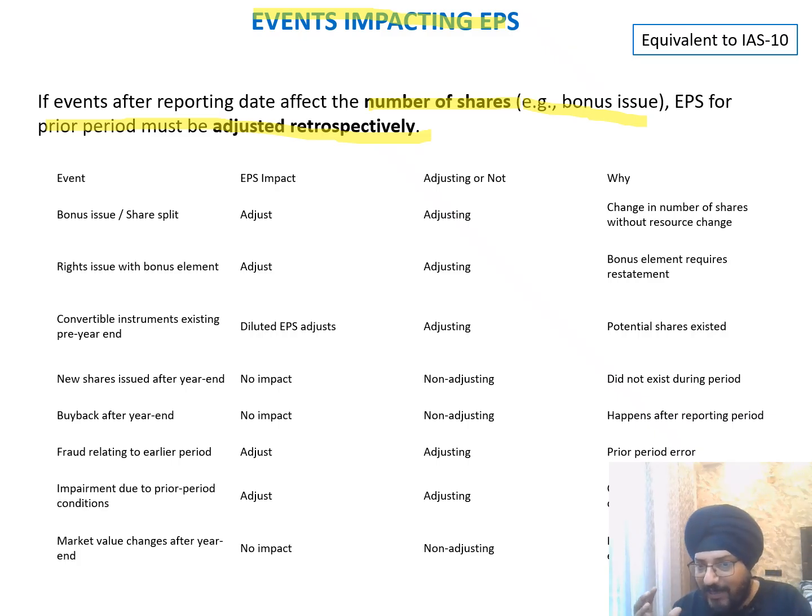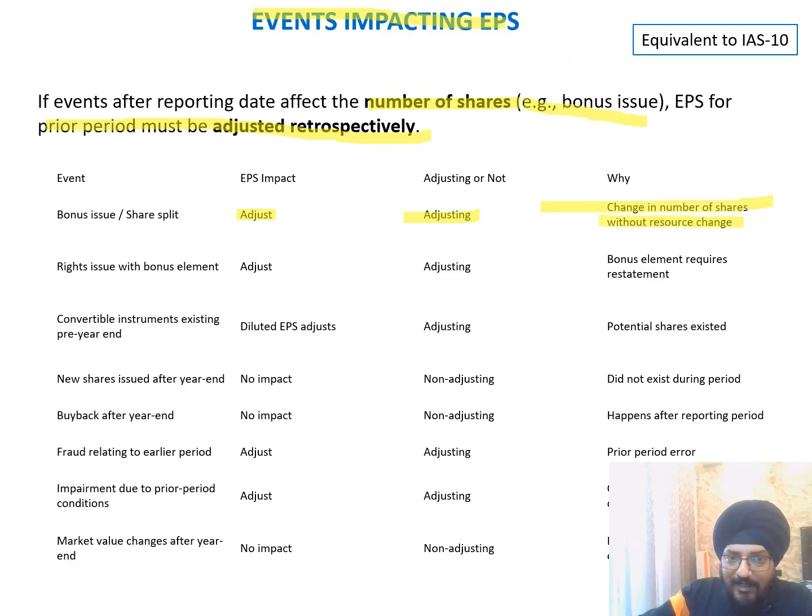And hence, if we try to compare with the previous years, they would show a higher EPS depending upon the profits for that particular year, which is not going to give comparative results. And hence, we have to restate our EPS for the previous years retrospectively, basis the comparative numbers that we are presenting. So this is one of the examples. Wherever a bonus issue is there, we have to do the adjustments, and that is an adjusting event which requires a change in the number of shares without a resource change.